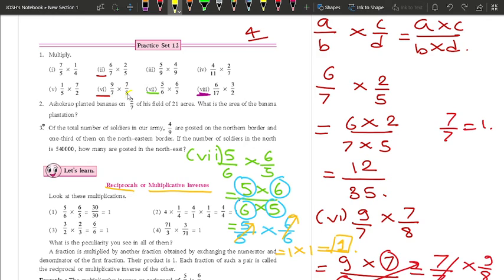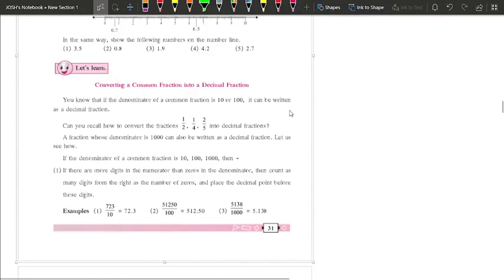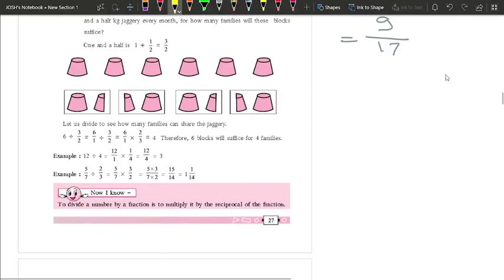Ashok Rao planted bananas on 2 by 7 of his field of 21 acres. Find the area of the banana plantation. Okay, let us solve this question now. For example, this is a banana field. This is his field, and he planted 2 by 7. This entire field is 21 acres, and this is 2 by 7 of that 21 acres. So the question asked is, how much of the field is used, not planted.